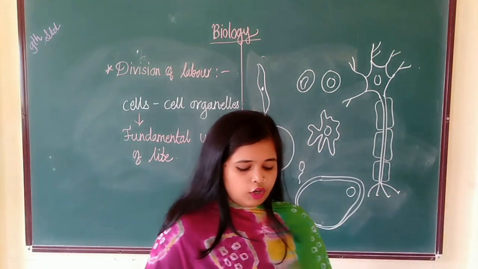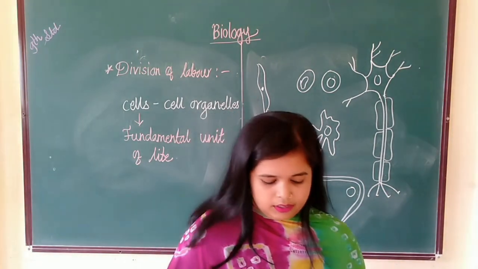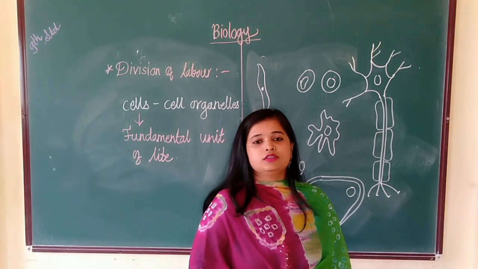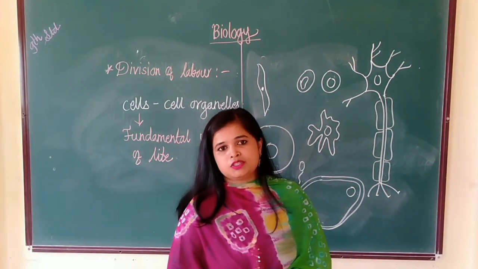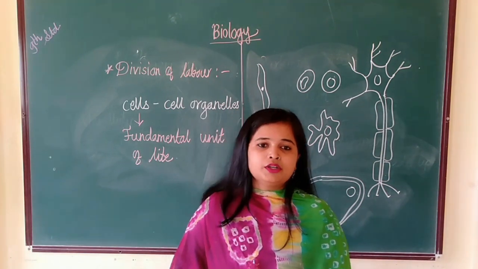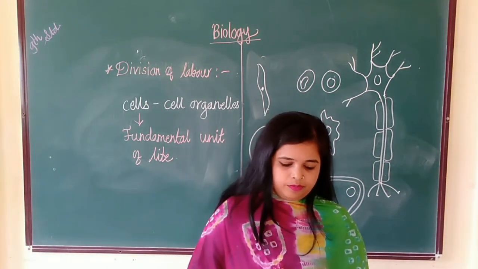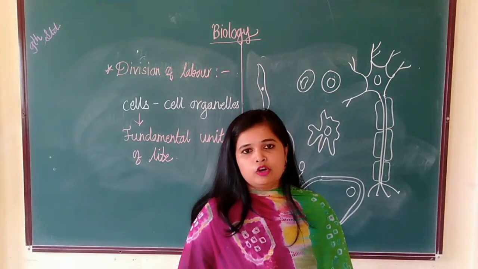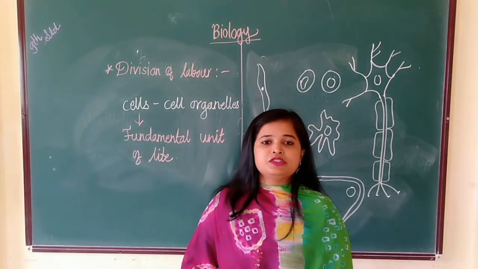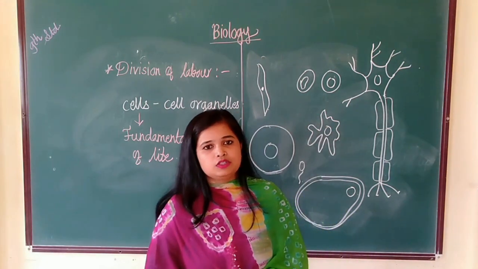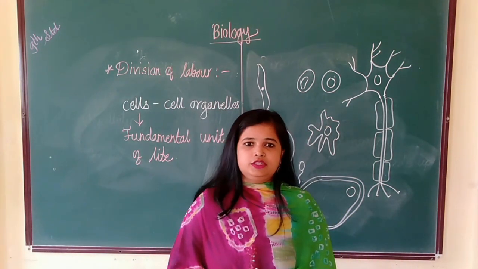Now let us recall the names of the scientists. The first scientist, Robert Hooke. The credit of the discovery of cells goes to the scientist Robert Hooke. He discovered cells in the year 1665. The next scientist, Leeuwenhoek. This scientist observed the microorganisms in pond water. So Leeuwenhoek is known as the father of microbiology.